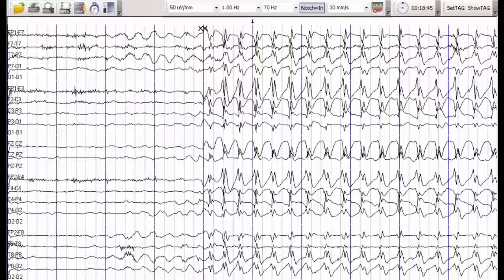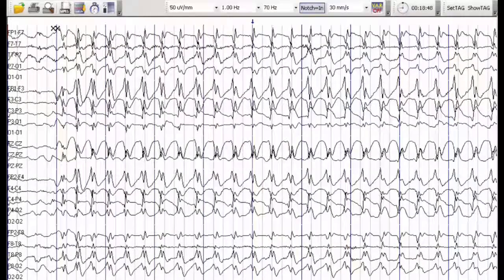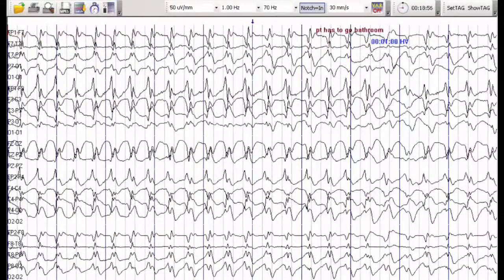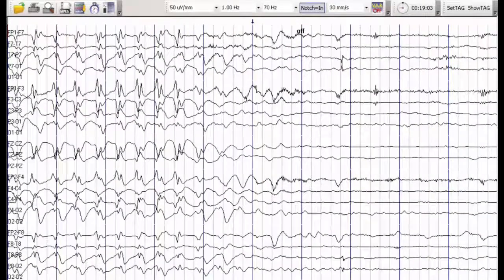If we scroll forward slowly, we can see that this run of discharges continues for a long time before a gradual offset. Considering the duration of this run of discharges, which is approximately 15 seconds, we would expect that there would be some subtle alteration in level of consciousness.